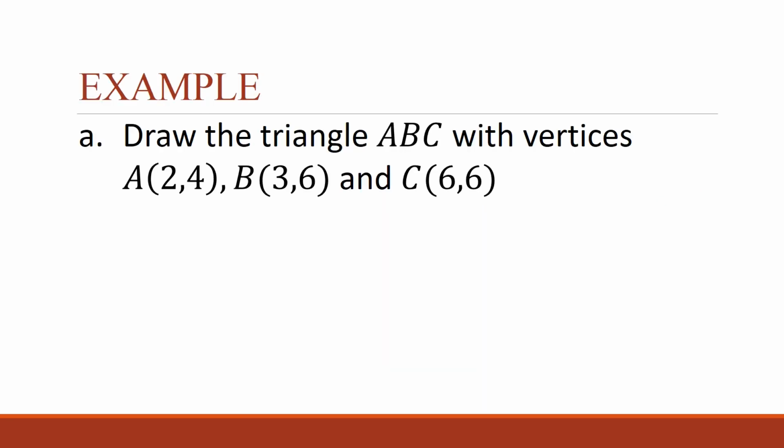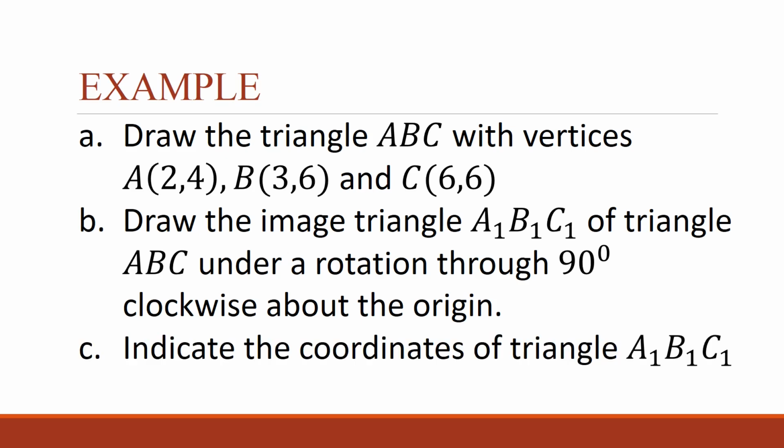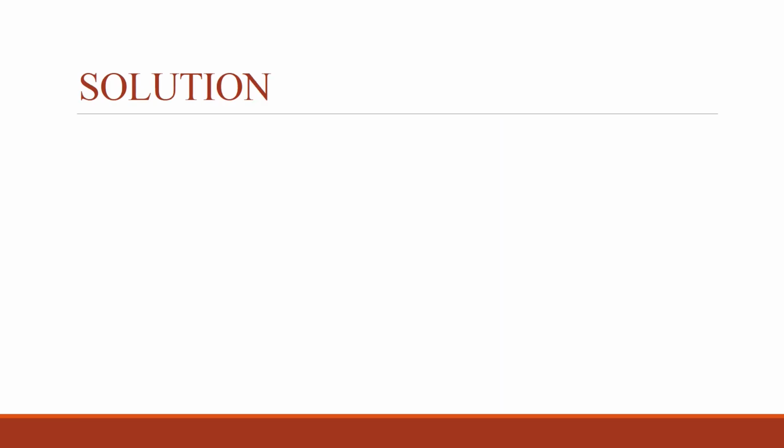Now let's look at an example. In this example, we are to draw the triangle ABC with vertices A(2, 4), B(3, 6), and C(6, 6). Also, we are to draw the image triangle A1B1C1 of triangle ABC under a rotation through 90 degrees clockwise about the origin. And lastly, we are to indicate the coordinates of the triangle A1B1C1. In our solution, remember that anytime we have an object point (x, y) and we are rotating through 90 degrees clockwise, the x coordinate moves down and is negated, while the y coordinate moves up.